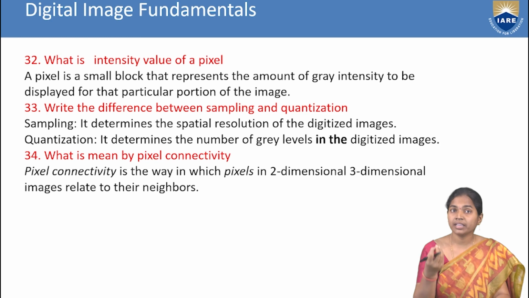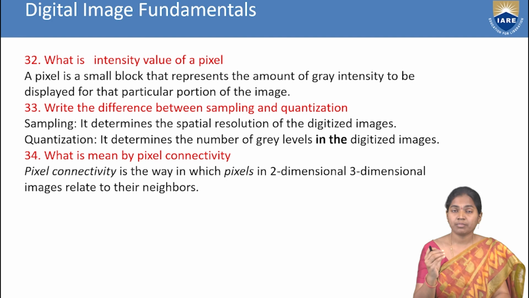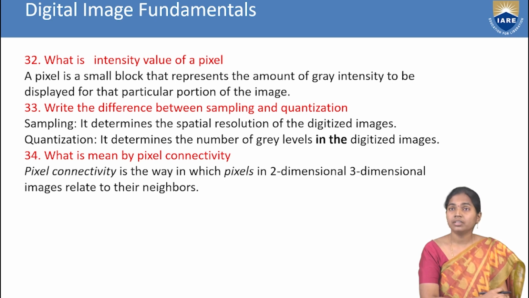If the number of samples is increased, then the number of steps is also increased. The number of quantization levels also increases. An increased number of quantization levels means the number of bits and number of pixels in each image is also increased. So if you increase the number of samples and quantization levels, then we can increase the resolution of an image. So sampling determines the spatial resolution of the digitized images. Quantization determines the number of gray levels in the digitized images.